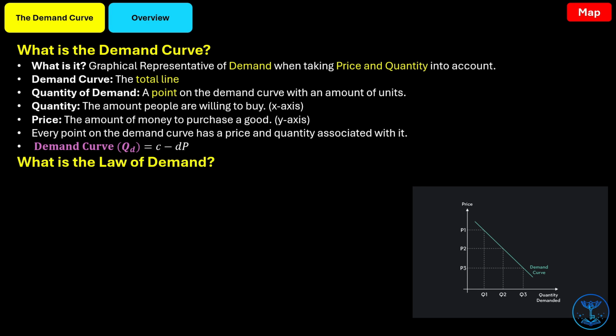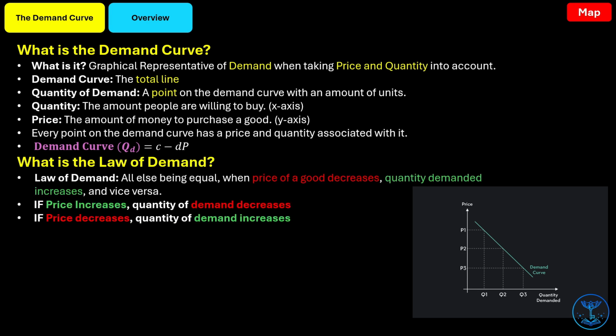So what is the law of demand? The law of demand states that all else being equal, when the price of a good decreases, quantity demanded increases, and vice versa. So if price increases, quantity demanded decreases, and if price decreases, quantity demanded increases. This makes sense. If things are more expensive, fewer people will want to buy it. If things are less expensive, more people will want to buy it. That's pretty much the law of demand.